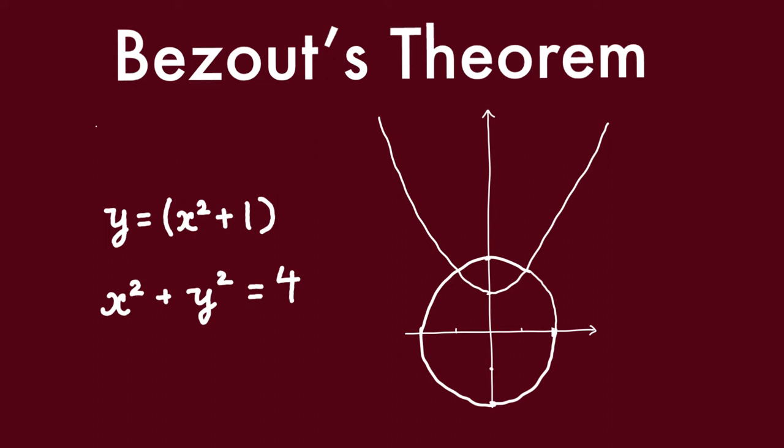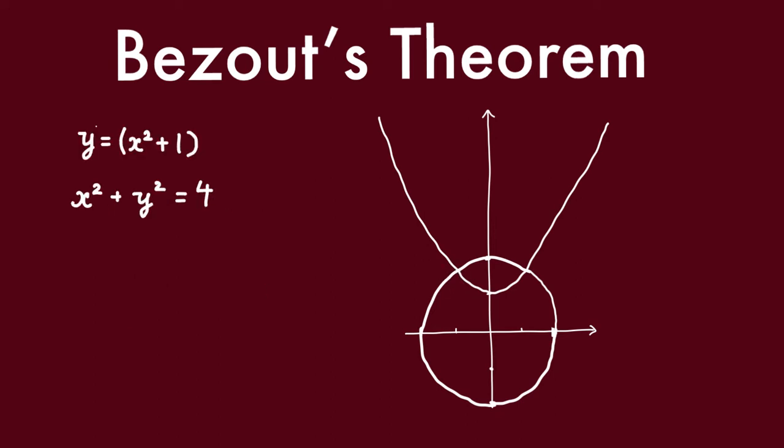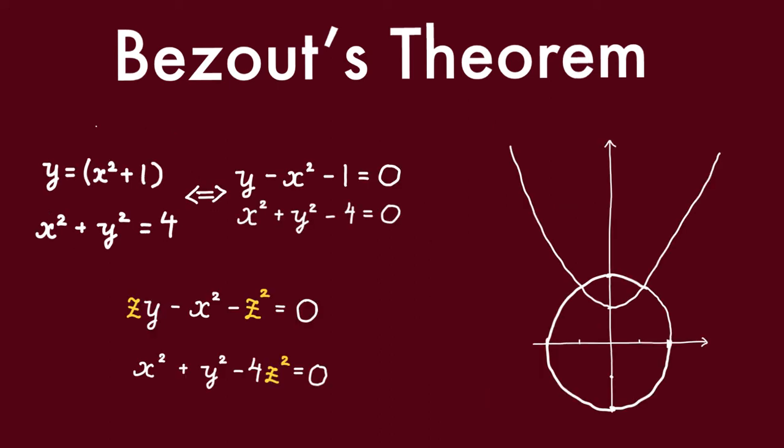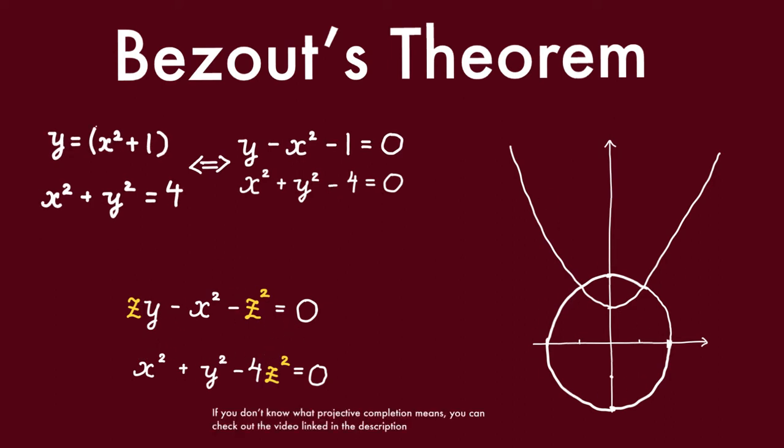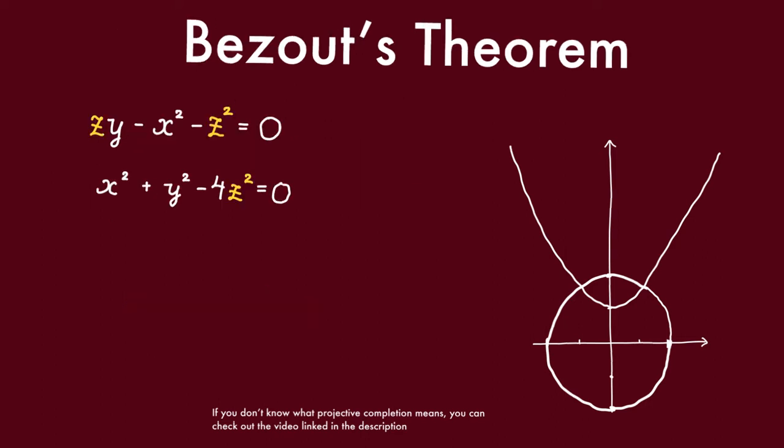Now you might wonder, how could these have 4 points of intersection when the picture only shows 2? Well, remember, we also have to count complex points and points at infinity. So the first thing we need to do is to look at the projective completion of our curves. We obtain their formulas by homogenizing these equations. Alright, so now we've got 2 projective curves.